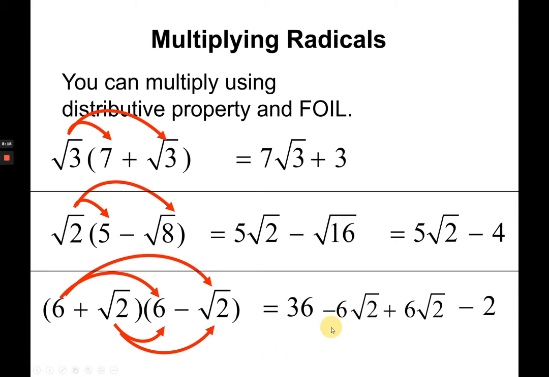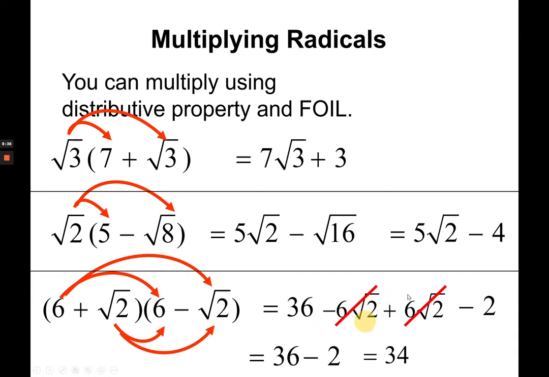Amazingly, it's negative 6 square root of 2 plus 6 square root of 2. It will be cancelled out, but you need to copy your 36 first. Cancel. Minus 2. Amazingly, the problem is just a one number result. 36 minus 2 is 34.